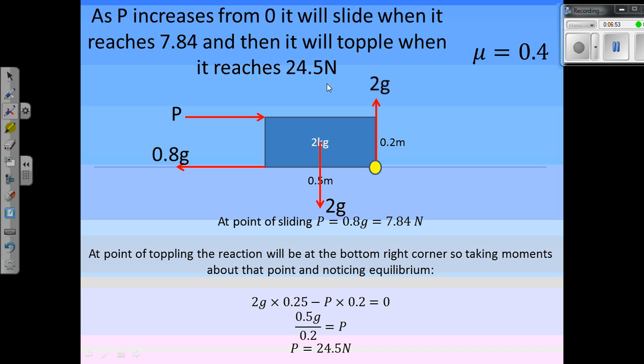So if we're describing the story of this object as p increases, what will happen is, as it goes from 0 to 7.84, it will remain stationary. At 7.84 newtons, there'll be motion. And from 7.84 newtons to 24.5 newtons, the resultant force is going to be increasing, the acceleration is going to be increasing, so it's going to be moving quicker and quicker at a quicker and quicker rate until it gets to 24.5 newtons, and then all hell breaks loose, and this object is going to topple over. Okay.